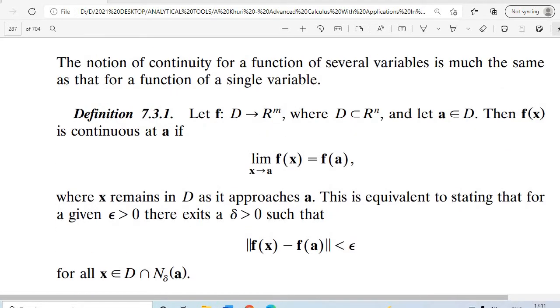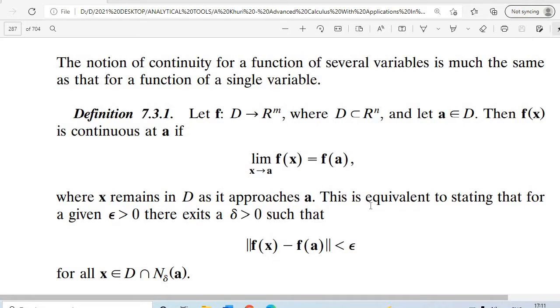Given continuity, the formal definition is: limit as x tends to a of f of x equals f of a. That is, the limit exists at the point a. That means the function is continuous at the point a. So limit x tends to a f of x equals f of a.